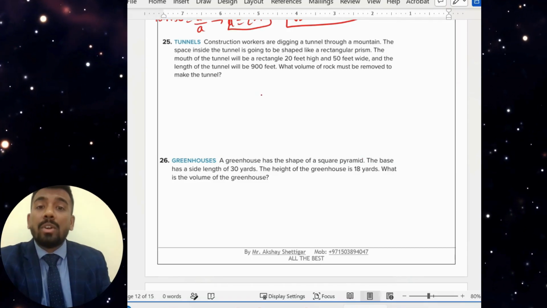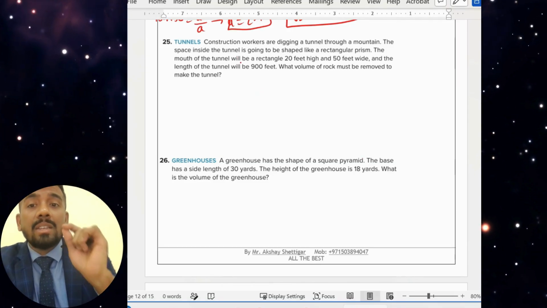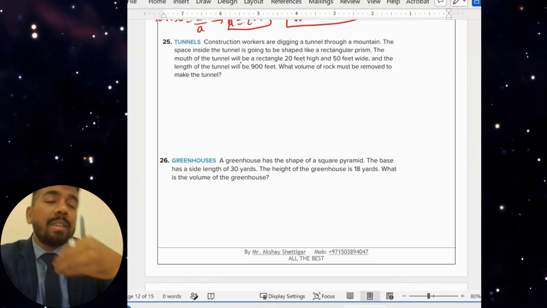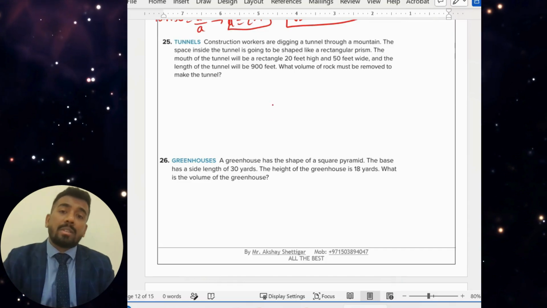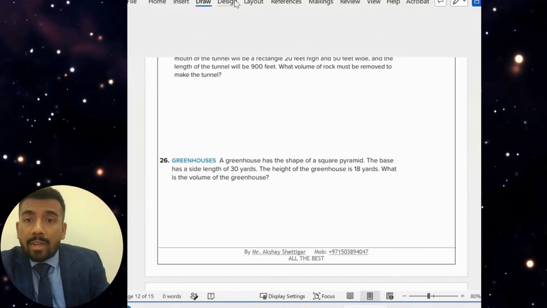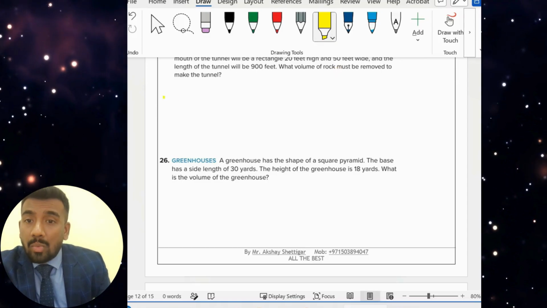So the first thing you will do is, when you read the question, find which figure this is. Is it a prism, a pyramid, a cylinder? Okay, let's go ahead, let's read it, and let's mark the keywords first.